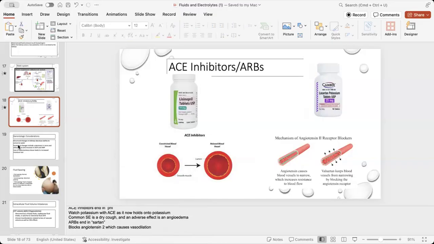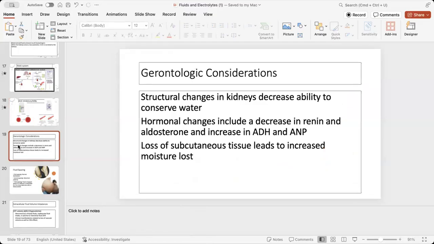All right. Gerontological considerations, right? We talked about this. Over time, the kidneys might not be able to conserve water as well. Okay, again, at risk for dehydration. May also have a decrease in renin and aldosterone. Subcutaneous tissue, less muscle, again, thirst. They have that decreased thirst reflex. All those things we just talked about.